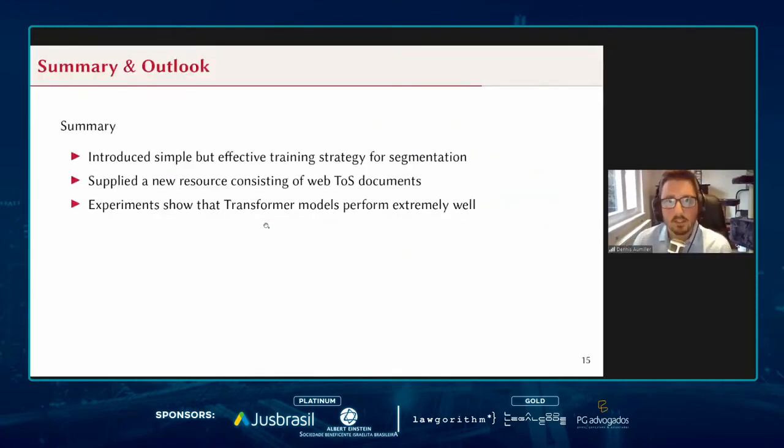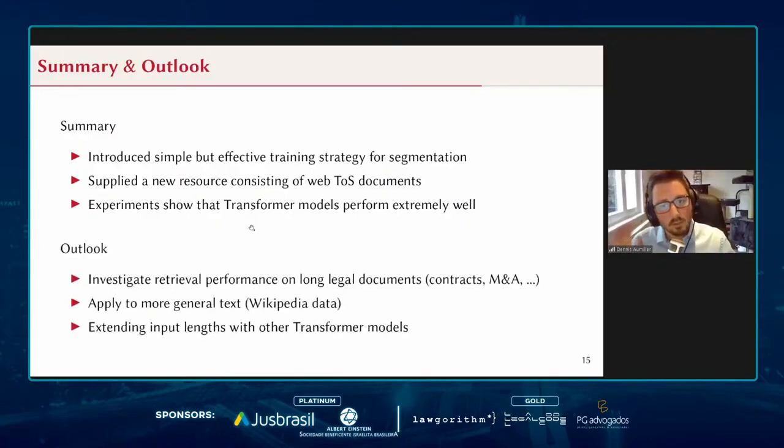So in summary, the main points that we introduced in this work is a simple but effective training strategy for document segmentation, specifically on paragraphs. We supply a new resource available to the community of web terms of service documents, and have shown in experiments that our proposed transformer binary classification models also translate extremely well to downstream performance tasks.